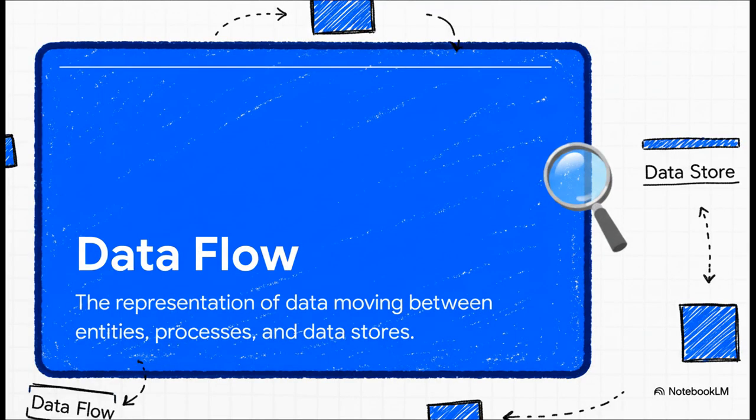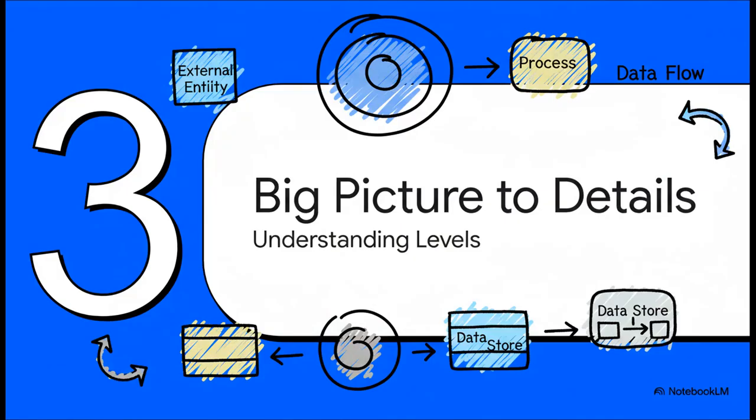And last but not least, the data flow. These are just the arrows connecting everything. They are the roads on our map, showing how information moves from one place to another. That application moving from the applicant to the receive application process, that's a data flow. So you've got entities, processes, stores, and flows. That's the whole shebang.